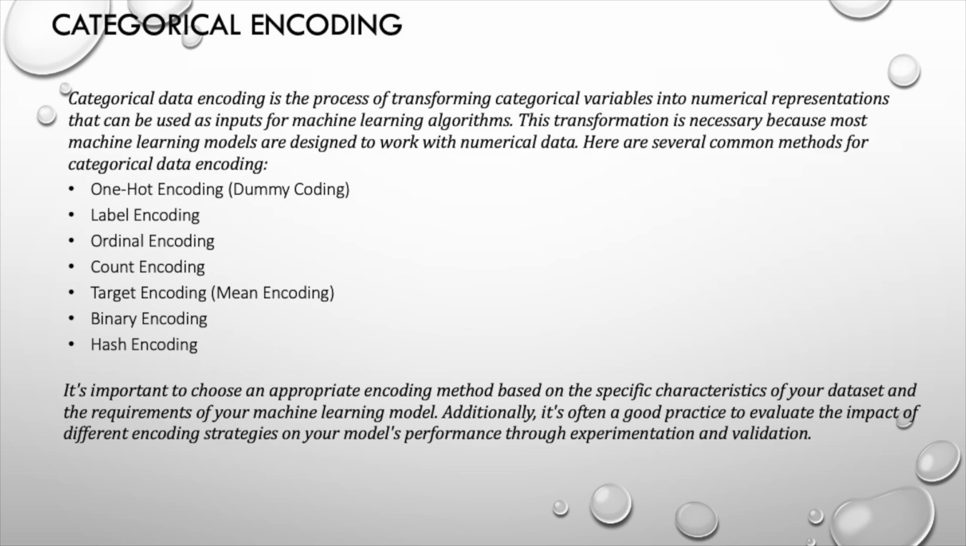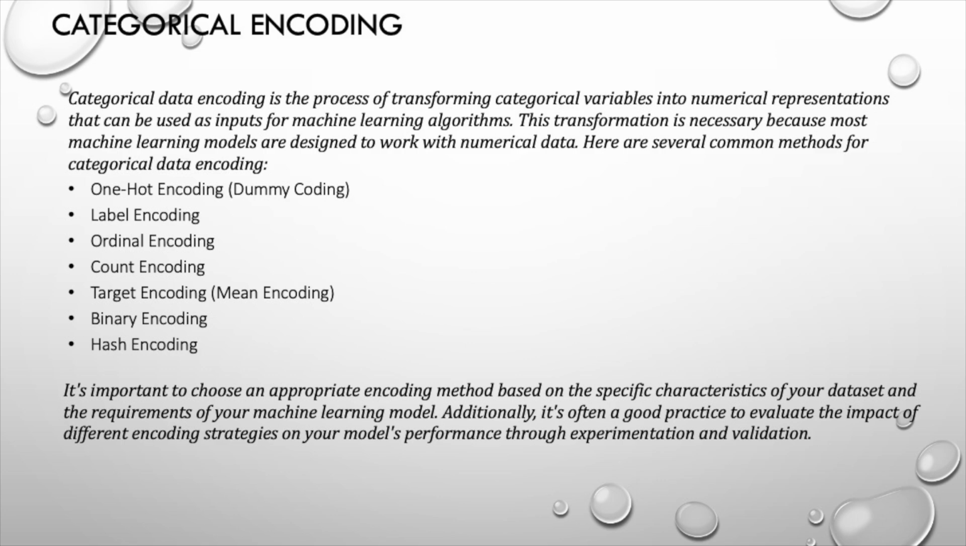Binary encoding. Each category is encoded as a binary code. The categories are first converted into ordinal values, and then each ordinal value is represented in binary format. This method reduces the dimensionality of the categorical feature space compared to one-hot encoding while preserving some information.